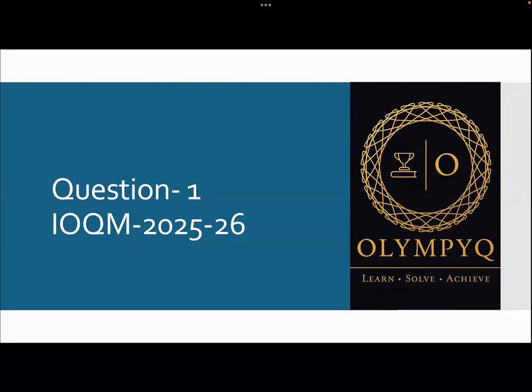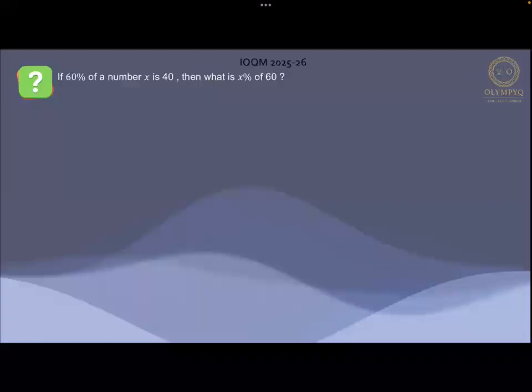Hello students, this is question number 1 of IOQM 2025-26. The question says: if 60% of a number x is 40, then what is x percent of 60?